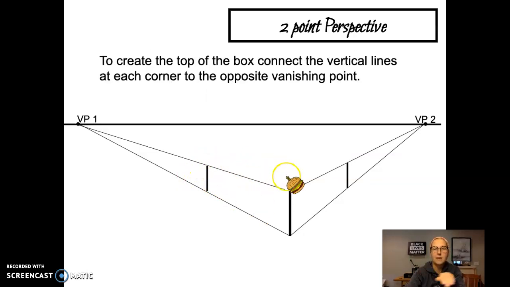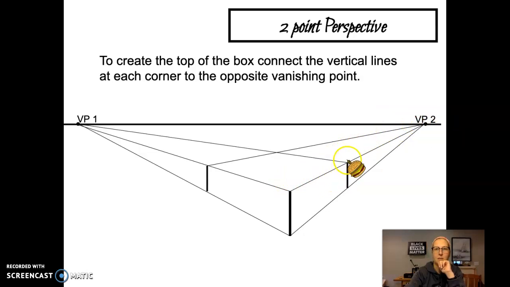So all lines in 2-point perspective are either vertical or receding back to one of the 2 vanishing points. So this line has to be connected back to the second vanishing point because the top of it recedes this way. And then this point has to recede that way. So you can see the top of the object. Should make sense. Pause the video whatever you need to make the drawing so you understand it.